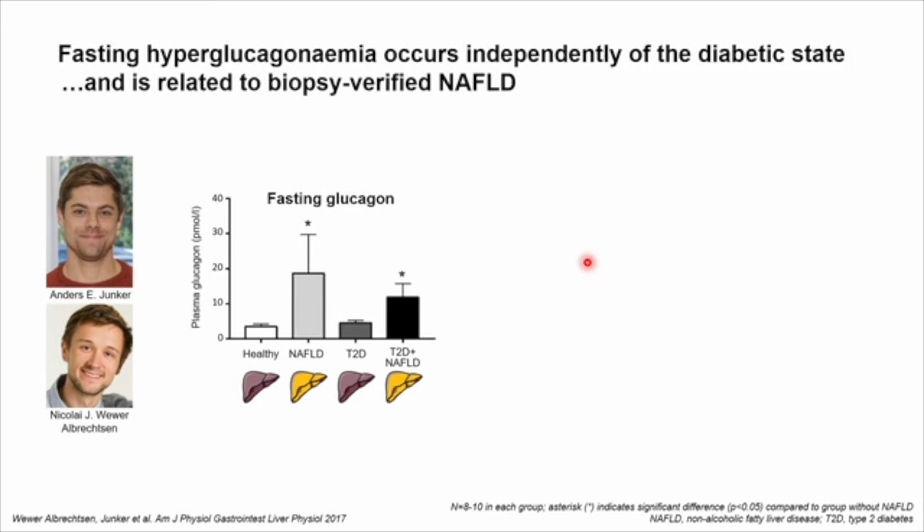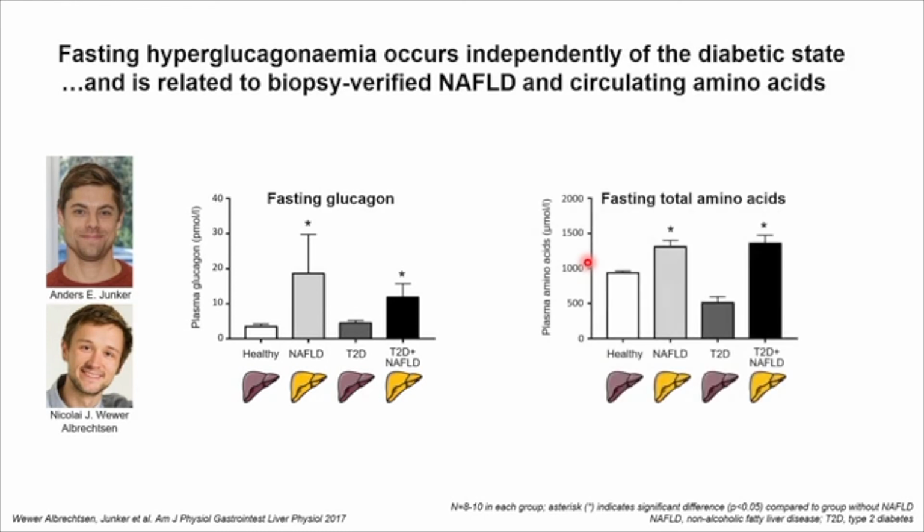And then, as we all know, the liver is the main target for glucagon. Nikolai and Anders Juncker also investigated fasting glucagon levels in patients with type 2 diabetes with and without NAFLD, non-alcoholic fatty liver disease, and matched healthy controls. So these patients have the same body mass indexes. The only difference is the liver fat content. And you can clearly see here that independently of the diabetic state, patients with NAFLD have elevated fasting glucagon levels, and they go hand in hand with fasting total amino acid levels.